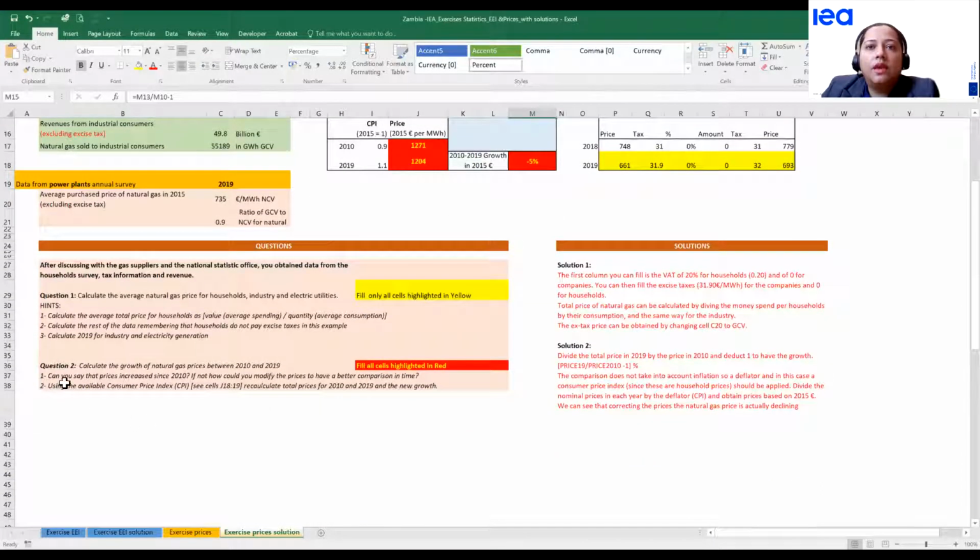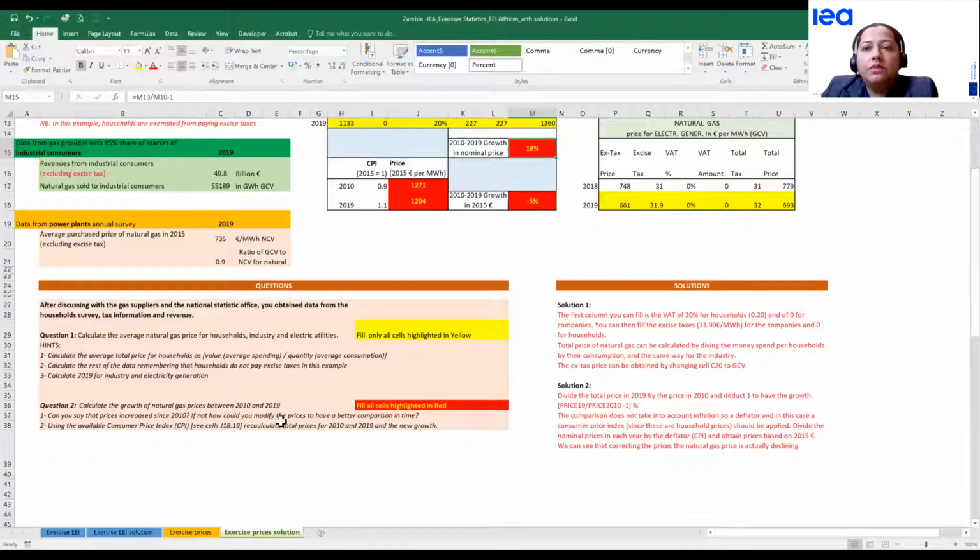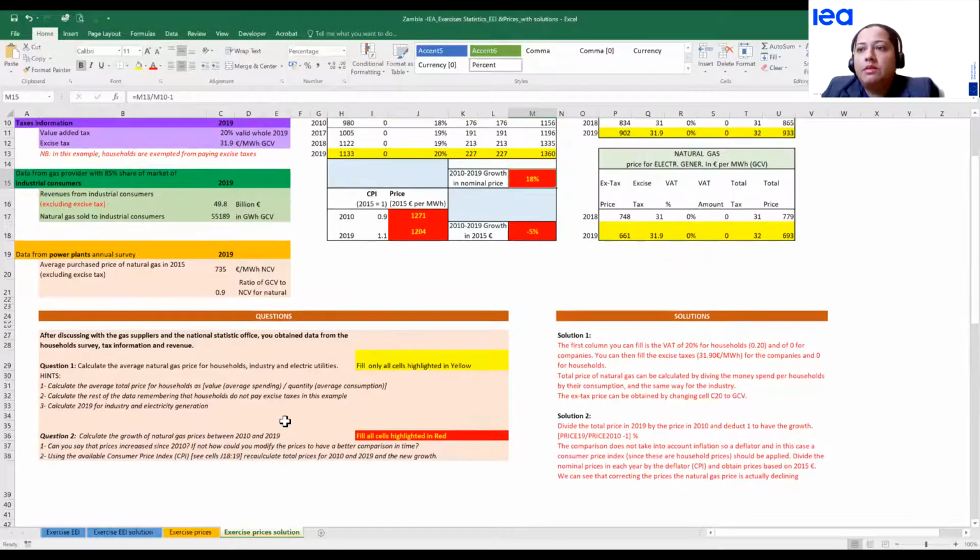So can you say that prices increase since 2010? If not, how could you modify the price to have a better comparison in time? So here it's just a nominal growth, but it doesn't tell us clearly what has happened to the prices. Here, it doesn't take into account the inflation, so a deflator. And in this case, a CPI, a consumer price index, should be applied, as these are household prices.